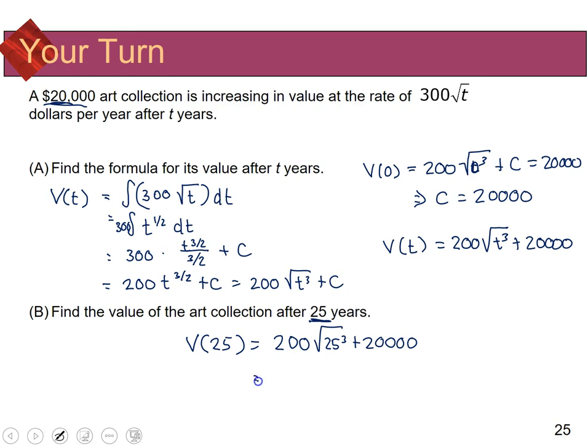And when I do that, I get basically 200 times 125 plus 20,000. So it ends up being the grand total of $45,000. So after 25 years, if that is indeed the function that describes the rate of change in the value of the painting, in 25 years it should now be worth $45,000.